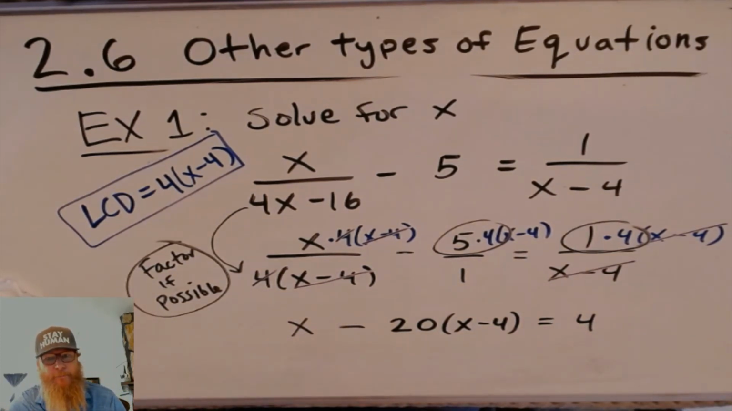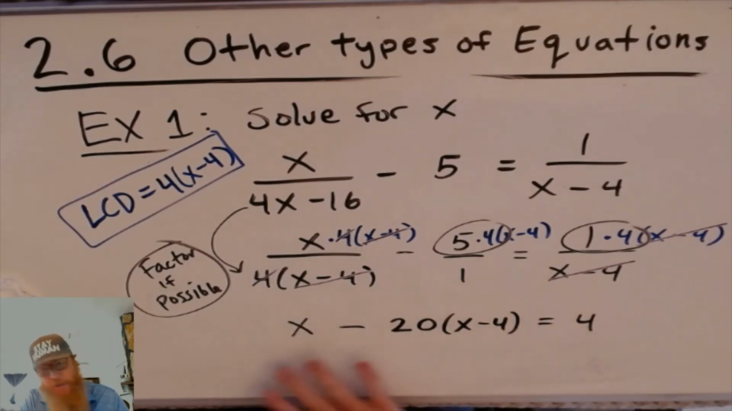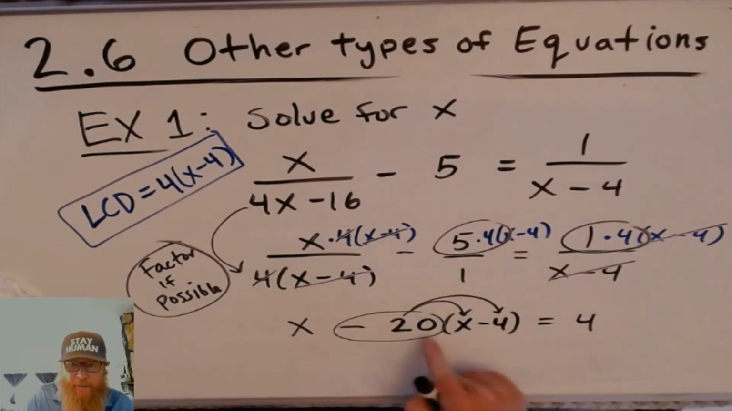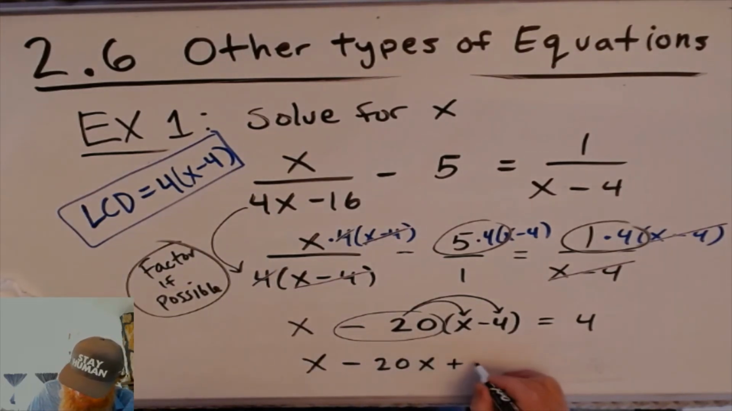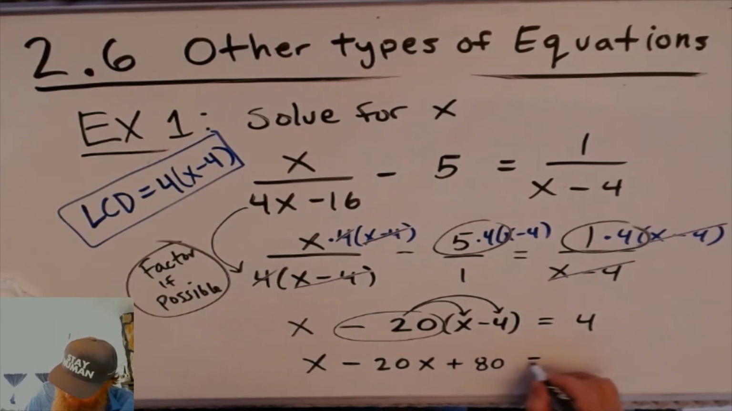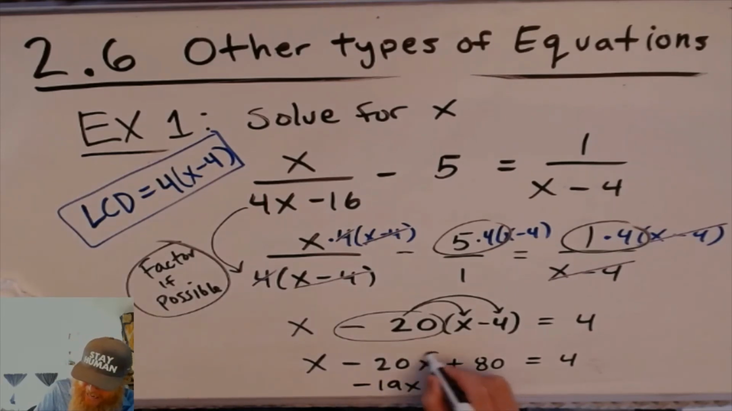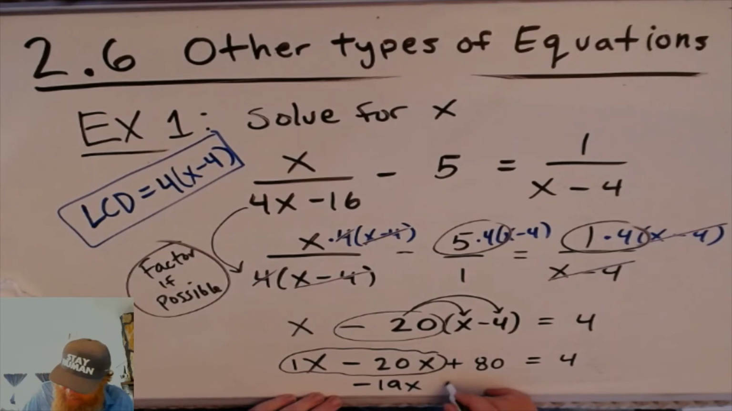All right. And now this is the equation that you're actually going to solve. You're going to solve it just like a linear equation. The negative 20 is going to get distributed. Be careful with your signs. Okay. And now you've got x minus 20x. So that's going to be negative 19x. If it helps you to do the math, it's 1x, take away 20x's, which gives you negative 19x's.